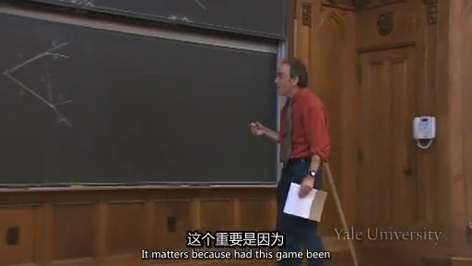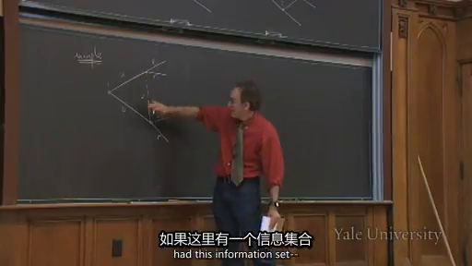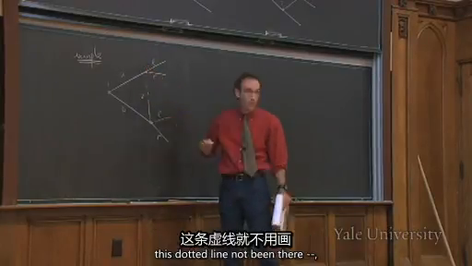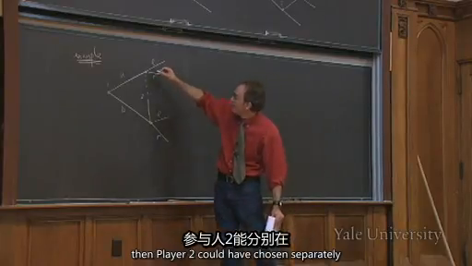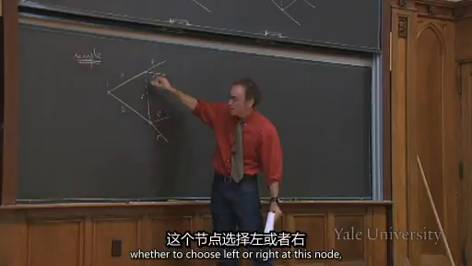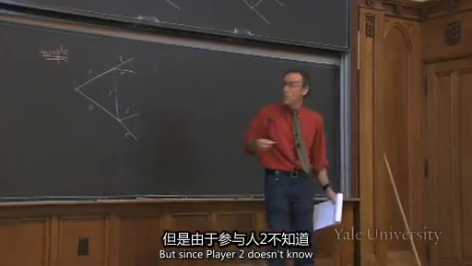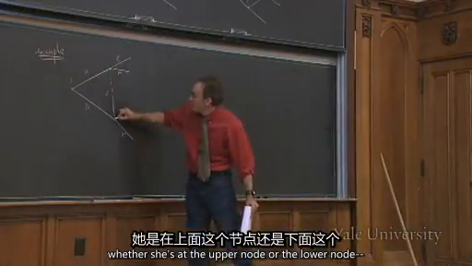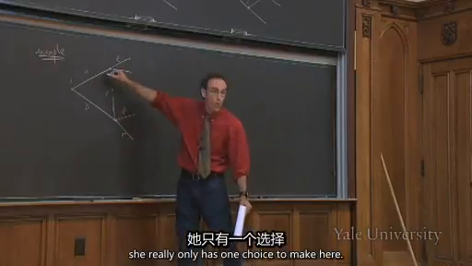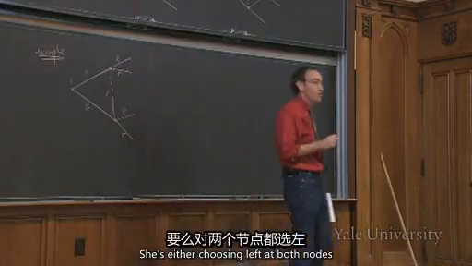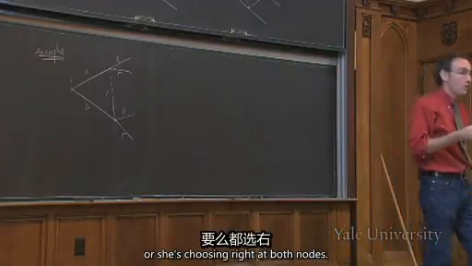It matters because had this game been a game of perfect information, had there been two information sets here, this dotted line not been there, then player 2 could have chosen separately whether to choose left or right at this node, or left or right at this node. But since player 2 doesn't know whether she's at the upper node or the lower node, she doesn't know whether player 1 chooses up or down, she really only has one choice to make here. She's either choosing left at both nodes, or she's choosing right at both nodes.